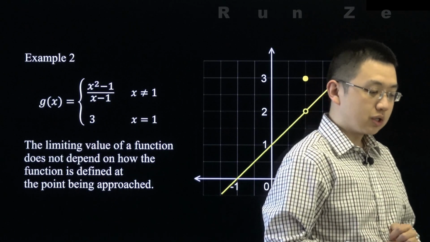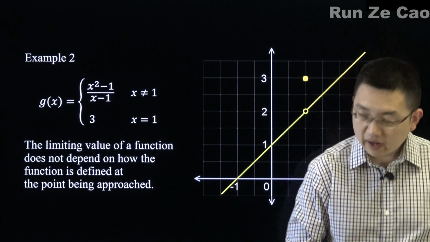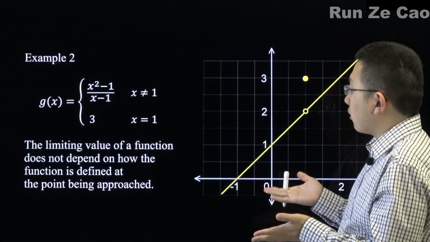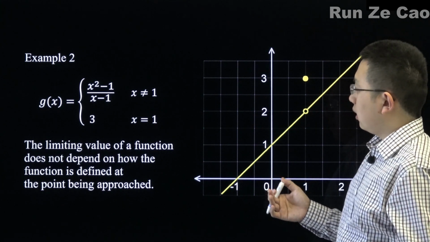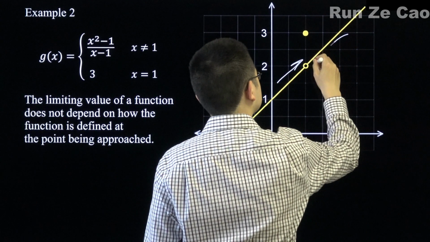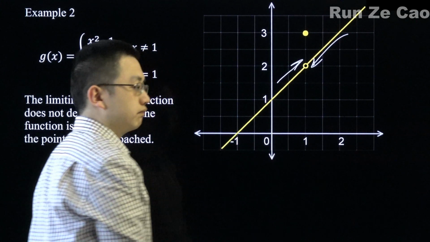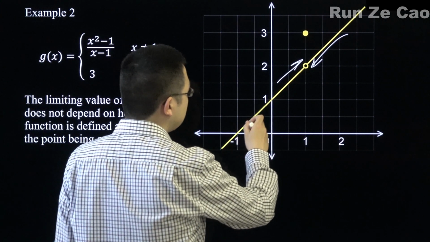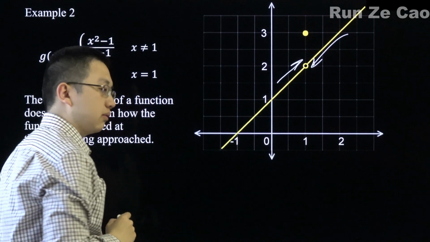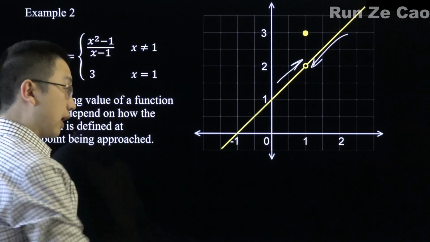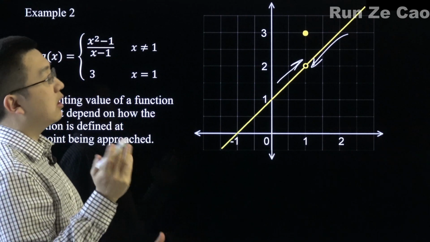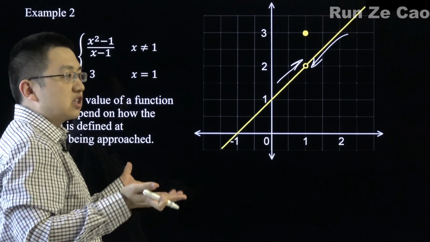Okay, example 2. Now suppose we define a value for x equals 1, and what happens? Well, what does g of x here approach? We can see that this line still approaches the point (1, 2) from both sides, as in x equals 1, y equals 2. But what's the actual value there? Okay, it's defined as 3, fine.